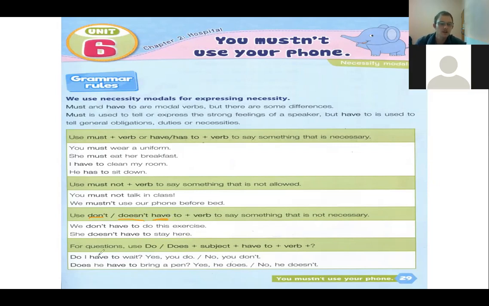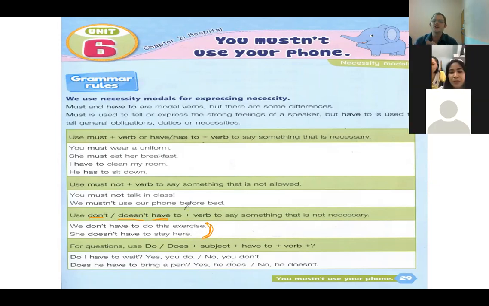Okay. So we don't have to do this exercise. She doesn't have to stay here. Two very basic and easy examples. But what if we are doing questions? Do or does is the start of a question.